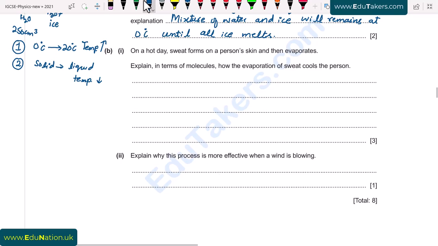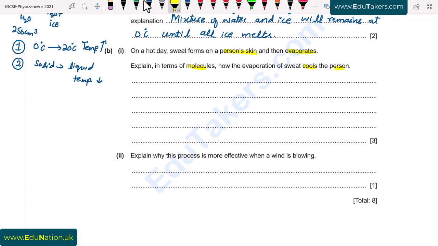Part B 1. On a hot day, sweat forms on a person's skin and then evaporates. Explain in terms of molecules how the evaporation of sweat cools the person. We know that the process of evaporation causes cooling. So here, by the process of evaporation, cooling is produced.